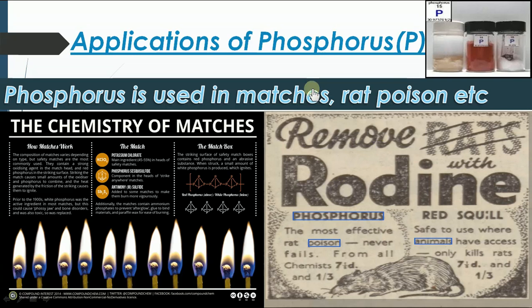Now, another use, it is used in rat poison. You could see the picture, phosphorus is the most effective rat poison, never fails. Even from olden times, even in the 19th century, we have been using this. It is used where animals have no access, to kill only rats. So you could see phosphorus is used in rat poison.